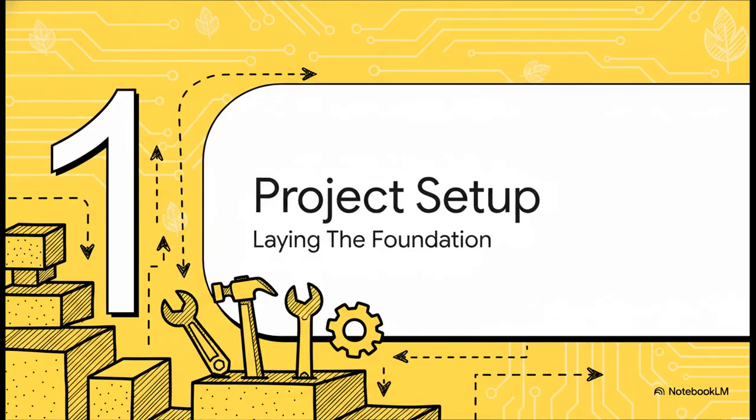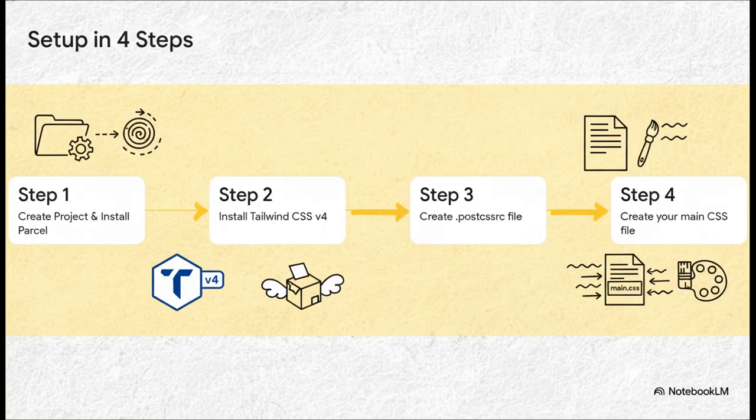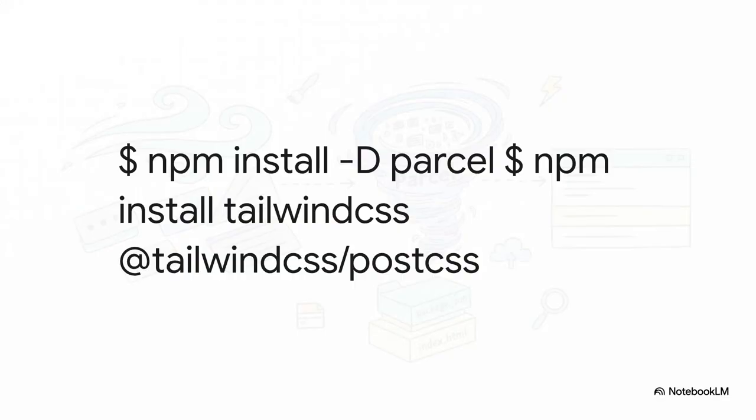The entire foundation for our project really just breaks down into 4 super simple steps to get our tools installed and create the first couple of files. So first, we'll just make a project folder and get Parcel installed. Then we'll pull in the new Tailwind v4. After that, we just have to create 2 tiny files, one that tells Parcel how to talk to Tailwind, and another one to import all of Tailwind styles. That's literally it.